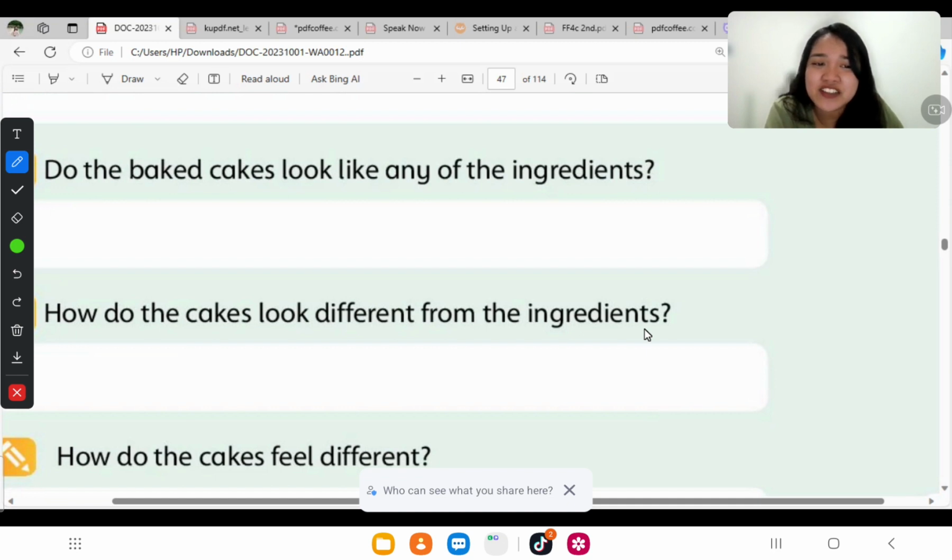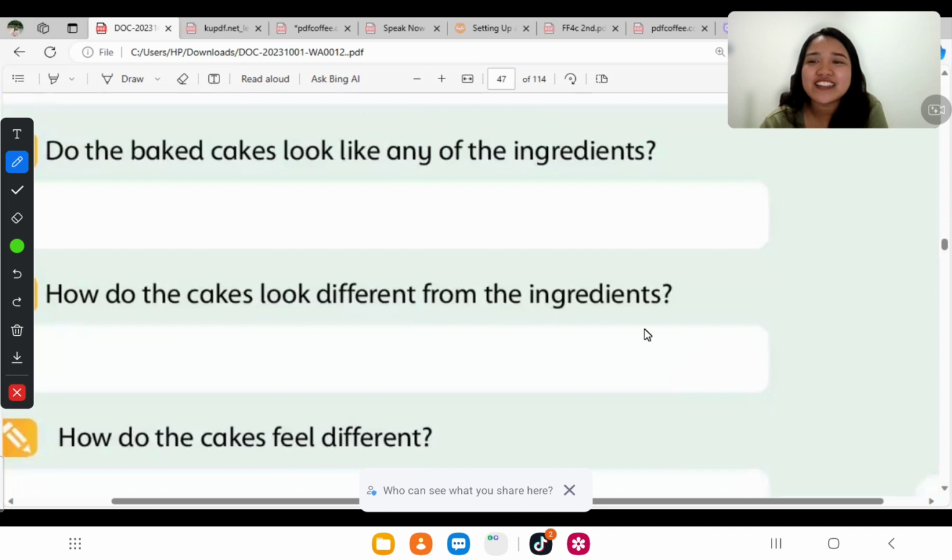How do the cakes look different? They're different because of what we do. We mix it up with a mixer. Very good, that's correct, because we mix all of the ingredients. So that's why the cake looks different now.